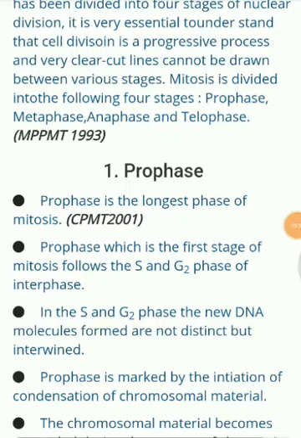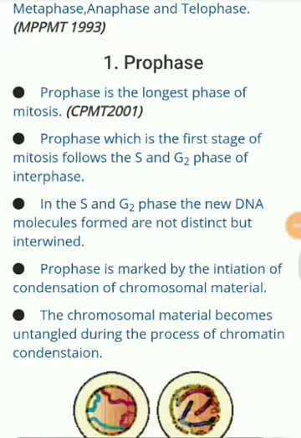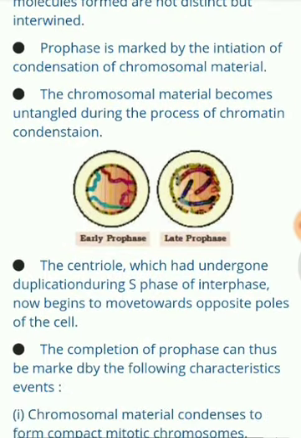Prophase. Prophase is the longest phase of mitosis. Prophase, which is the first stage of mitosis, follows the S and the G2 phase of interphase. In the S and the G2 phase, the new DNA molecules formed are not distinct but intertwined. Prophase is marked by the initiation of condensation of chromosomal material. The chromosomal material becomes untangled during the process of chromatin condensation. The centriole, which had undergone duplication during the S phase of interphase, now begins to move towards the opposite poles of the cell.